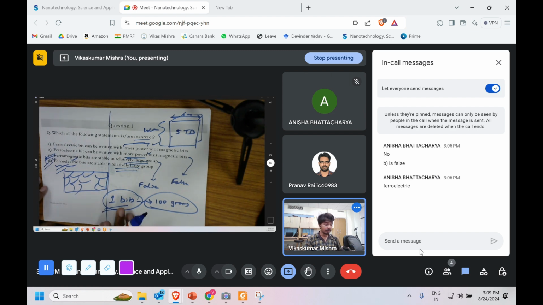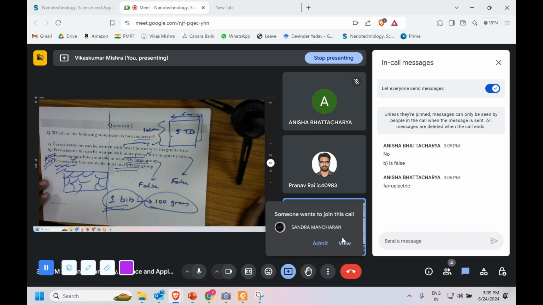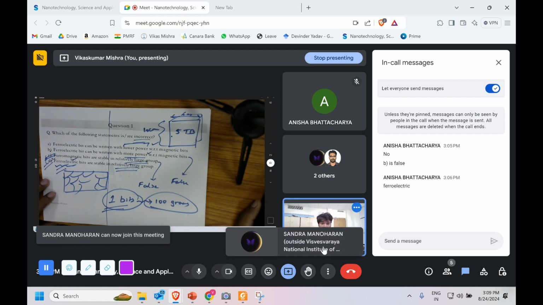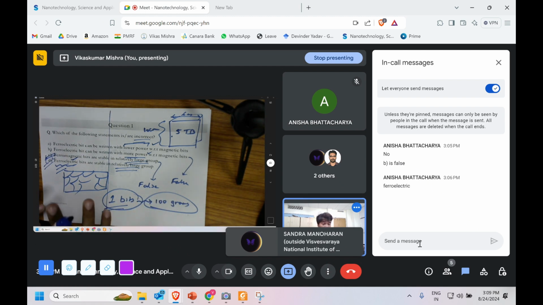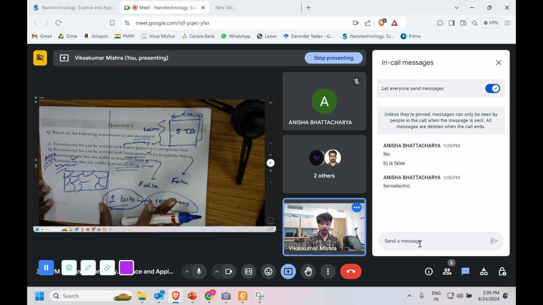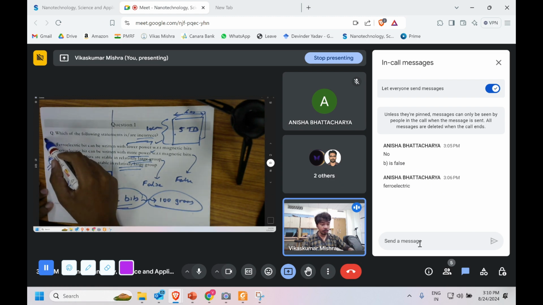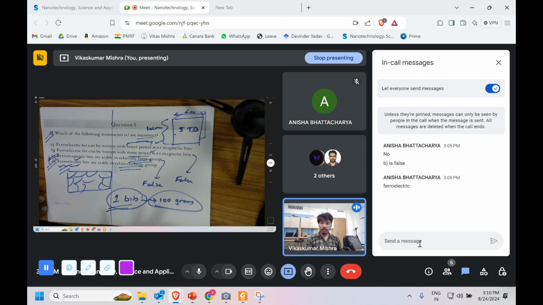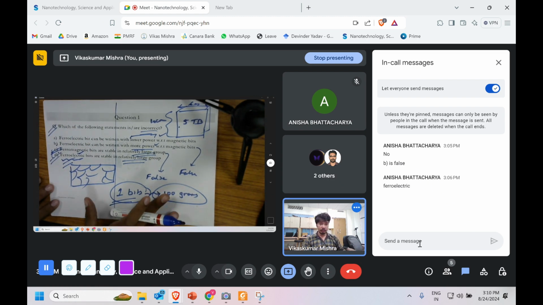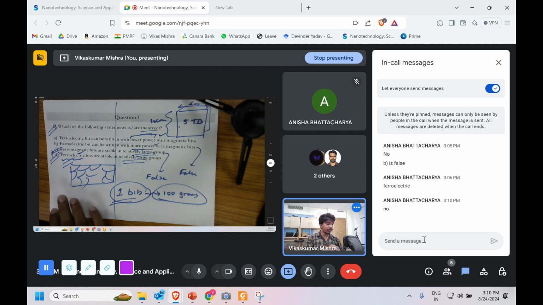and that's why we majorly use ferromagnetic bits instead of ferroelectric. Okay, that was question number 1. Let me know if there is any doubt in this particular question number 1. No? Okay, let's go ahead.